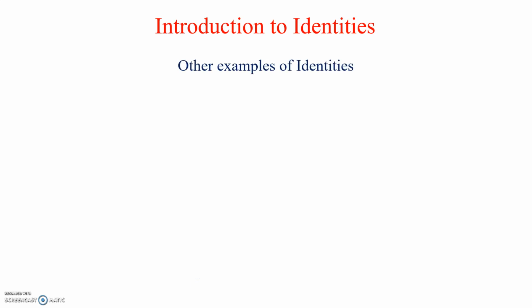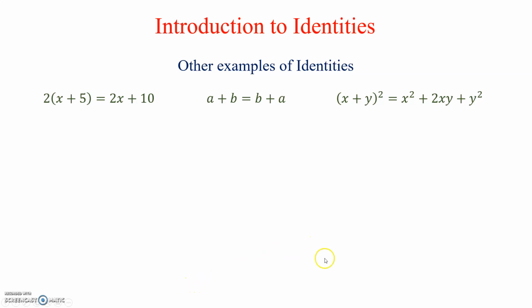Now let's take it to the next level and look at some other examples. 2 times the sum of x and 5 equals 2x plus 10. Many of you look at this and would say, hey, that's the distributive property. Another example, a plus b equals b plus a. That's an example of the commutative property of addition. One more. The sum of x and y quantity squared gives us x squared plus 2xy plus y squared. Many of you might notice that to be a perfect square trinomial on the right side.